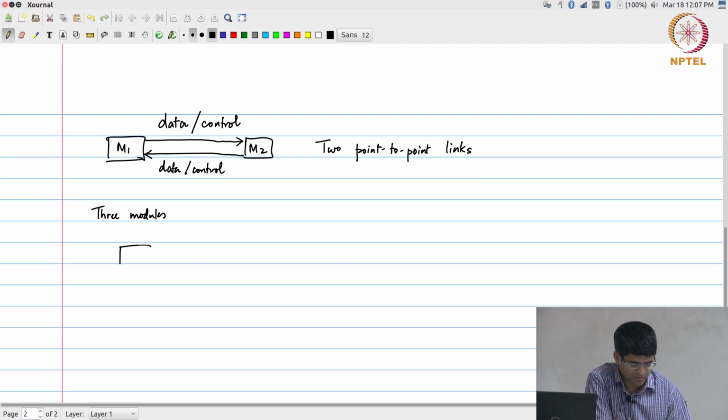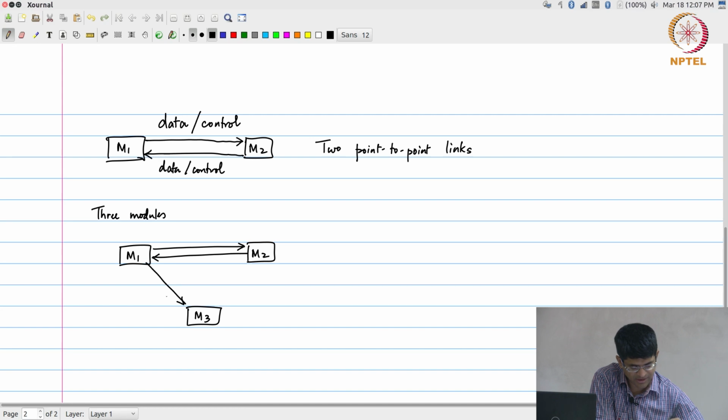Now I have M1 over here, M2 over here, and M3. Okay. The simplest way by which I could go forward with this is to have a link between M1 and M2, and a corresponding reverse link from M2 to M1. Now what happens if M1 wants to talk to M3? Put another link over there.